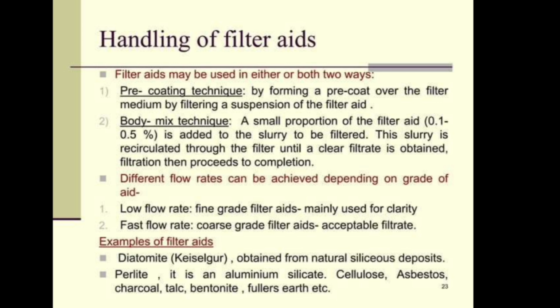Different flow rates can be achieved depending on the grade of aid. Low flow rate, fine grade filter aids are mainly used for clarity. Fast flow rate is with coarse grade material, giving an acceptable filter rate. Examples of filter aids are diatomite, kieselguhr, obtained from natural siliceous deposits, perlite, aluminum silicate, cellulose, asbestos, charcoal, talc, bentonite, fuller's earth, etc.